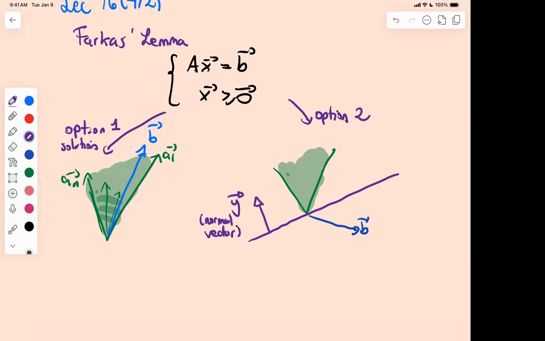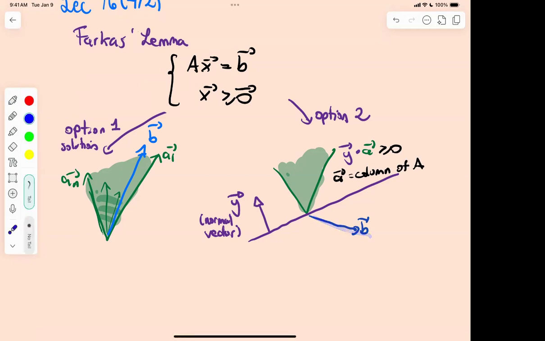So this is the normal vector to the hyperplane. And the condition that this is separated is that all the vectors inside the cone are at an acute angle with this one. So y dot a is greater or equal to 0 for a being any column of the matrix. And the other condition is that the vector b is making an obtuse angle with the normal vector. So y dot b is negative. So the dot product is non-negative on the cone, and it's negative on the vector b. So those are the two options.